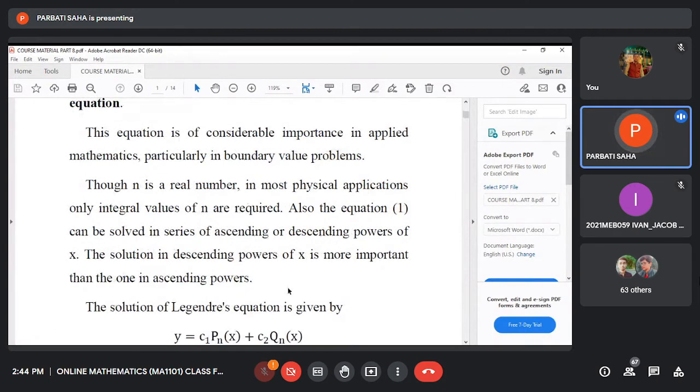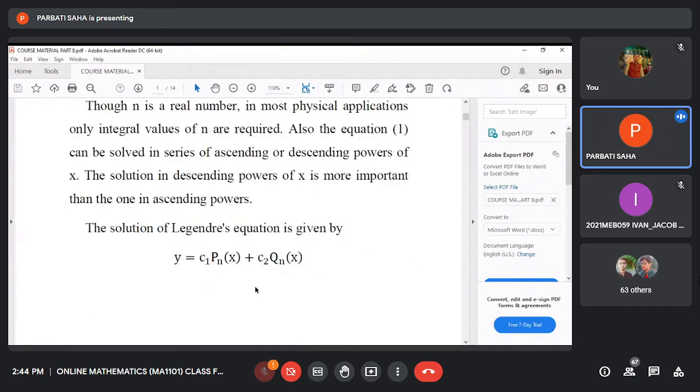But you see, this is an important observation. The solution in descending powers of x is more important than the one in ascending powers of x.